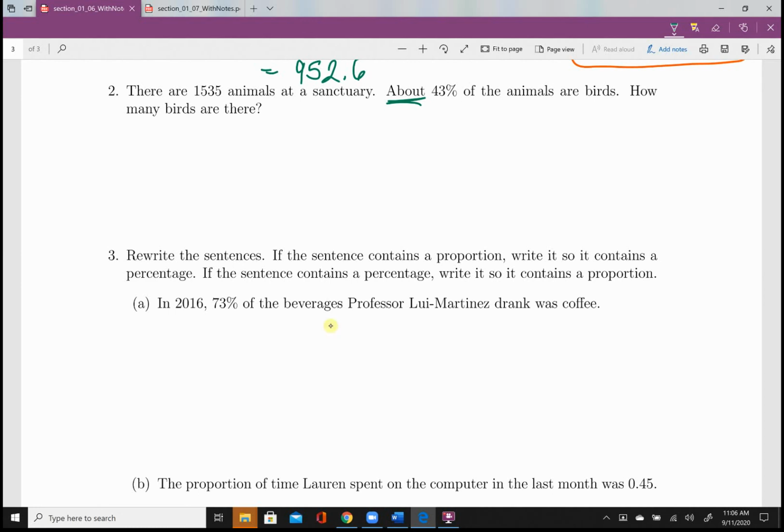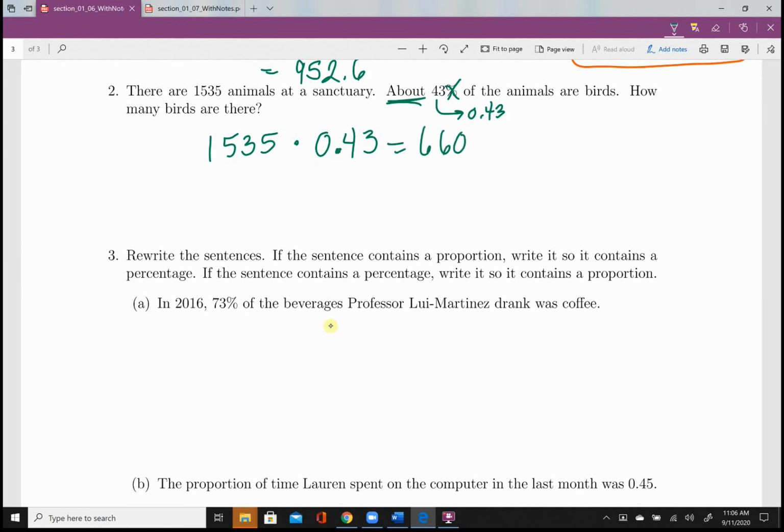Okay, anyway, in any event, we're going to take 1,535, and we're going to multiply it by 0.43. Is everyone on board with that? Because that is the decimal representation of 43%. Cool. Get out your calculator again. Take 1,535 and multiply it by 0.43. And you should get 660.05.